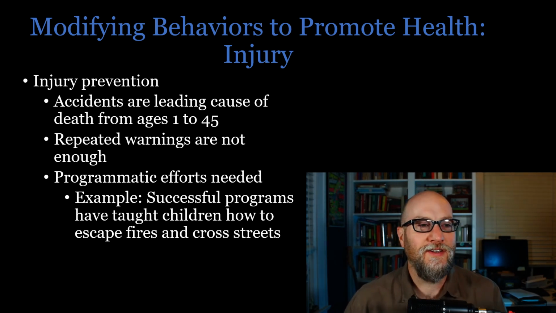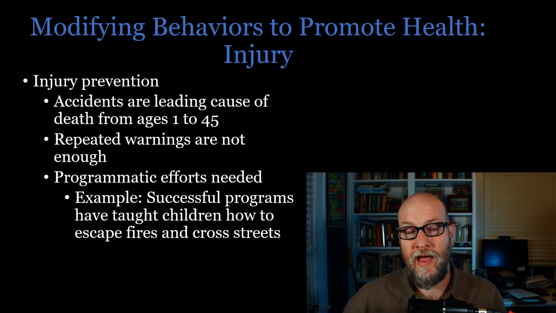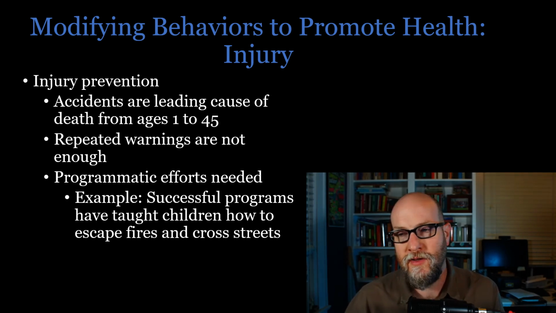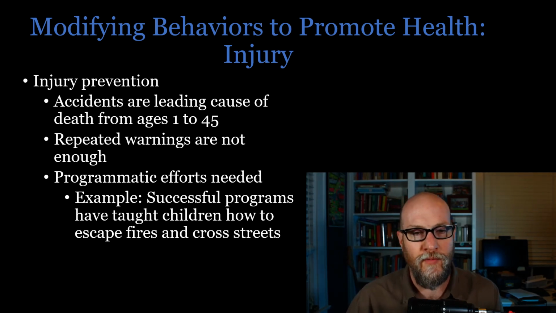But anyway, he's a good example of how psychologists research and then are involved in public health initiatives to decrease injury. We know that accidents are the leading cause of death for individuals ages 1 to 45. Other illnesses start to overcome accidents after that, but from 1 to 45, that is the number one thing that kills people. And we know that just warning people over and over is not always effective, that you run up against their ambivalence very quickly when you dig your heels in on one side of an argument. So there are programmatic efforts that can be done to help people engage in healthier behaviors.